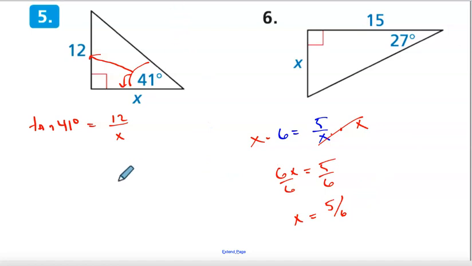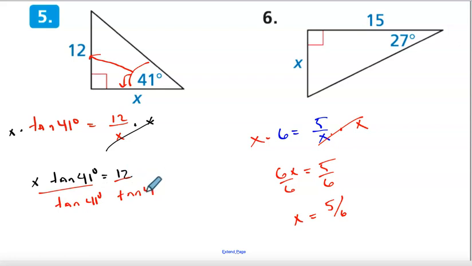So I'm going to apply that here. I multiply both sides by x, and I get x times the tangent of 41 degrees is equal to 12. I don't want x times the tangent of 41 degrees, I just want x, so I divide both sides by the tangent of 41 degrees. And I get x is equal to 12 divided by the tangent of 41 degrees, which I put in my calculator: 12 divided by tangent of 41, and I get about 13.8.